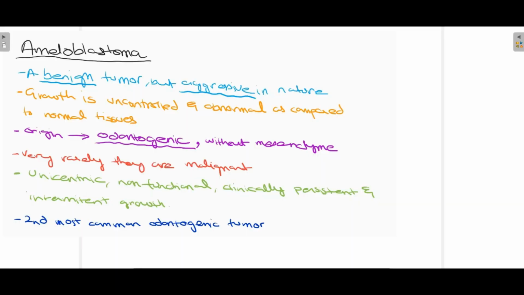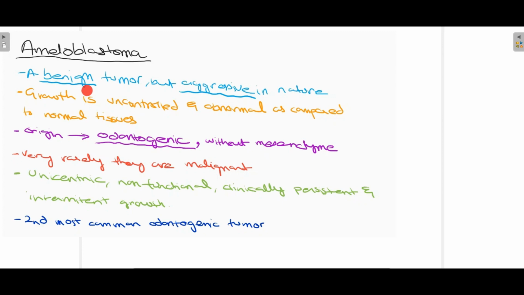Firstly, talking about some basic facts about ameloblastoma. Ameloblastoma is a benign tumor. There are basically two kinds of tumors. Either the tumor is benign or the tumor is malignant. A benign tumor is not invasive, it does not invade adjacent structures, and it also doesn't spread to other parts of the body. On the other hand, a malignant tumor is very invasive and it also spreads to other parts of the body as well.